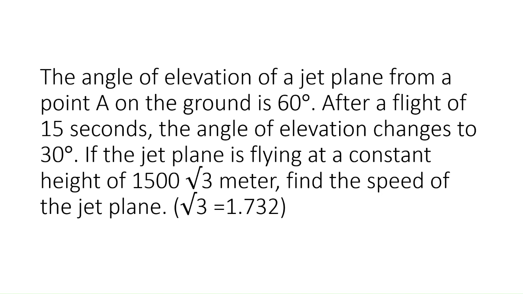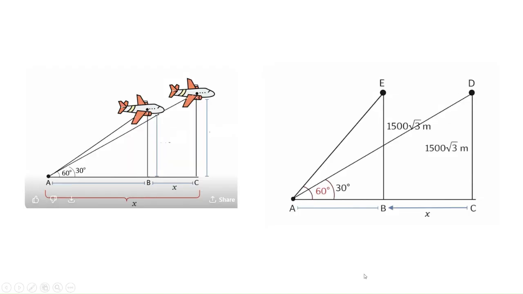Now, initially, there is a point on the ground A from which a jet plane has been observed at an angle of elevation of 60 degrees. After the plane travels for 15 seconds, the angle of elevation has changed to 30 degrees. The jet plane is at a constant height of 1500 into root 3 meters. We need to find out the speed of the jet plane.